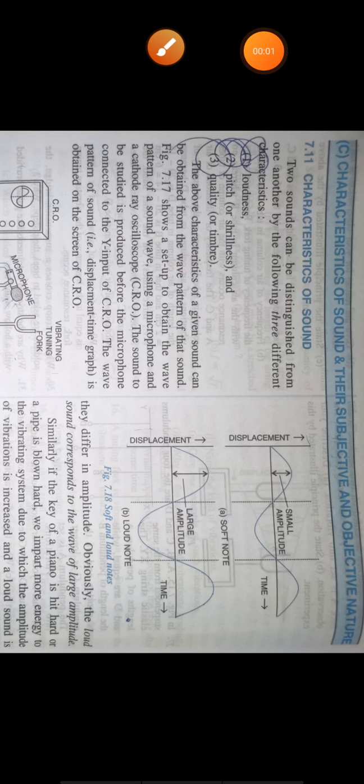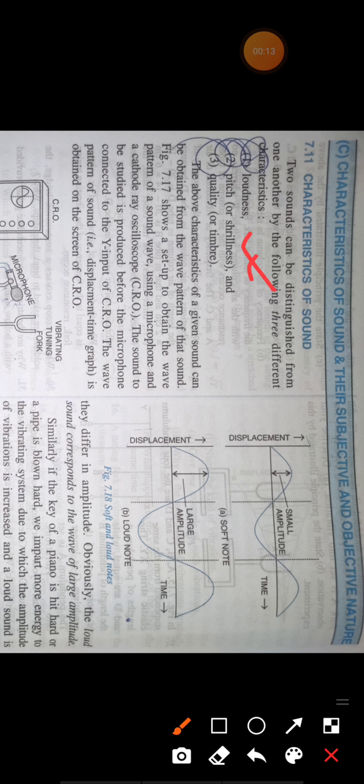Students, today we are going to discuss the characteristics of sound. How can you differentiate between two sounds? There are three characteristics of sound by which you can easily differentiate between two sounds. These three characteristics are: the first is loudness, the second is pitch or shrillness, and the third is quality or timbre.